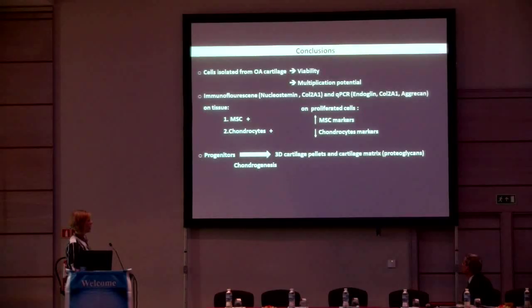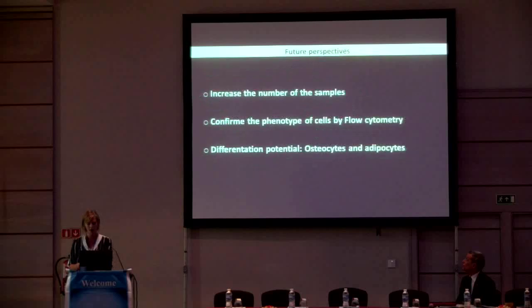Taken together, we may say that we have viable cells in osteoarthritic cartilage, in the damaged area of osteoarthritic cartilage, that these cells have proliferation potential, that these cells correspond to chondrocytes and also mesenchymal stem cells, that after proliferation we have more mesenchymal stem cells, and that these cells, after 3 weeks of differentiation, were able to form cartilage tissue and the cartilage matrix.